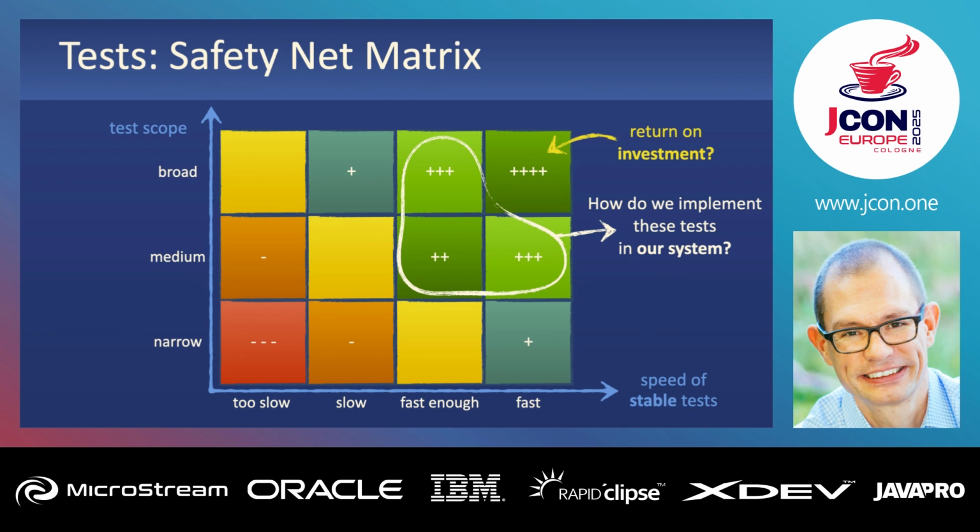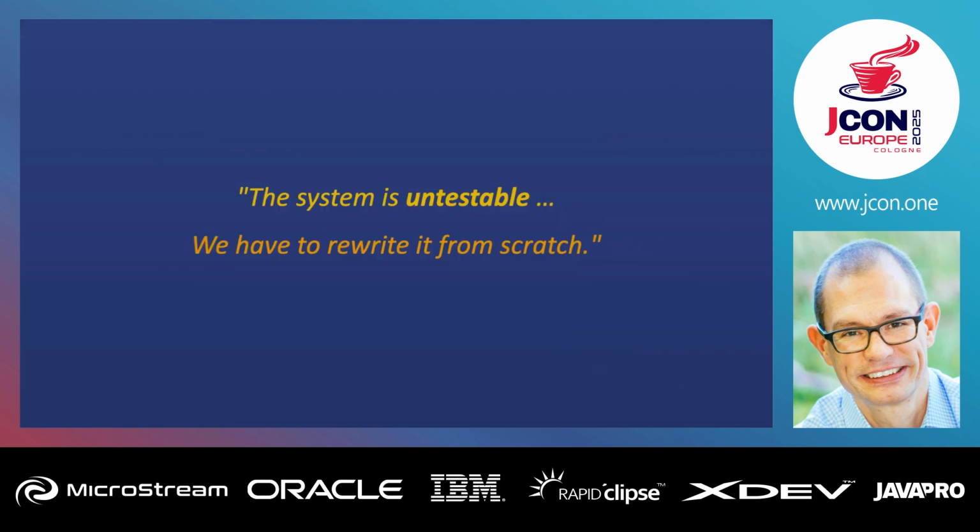So this is my current thinking model for which tests to write. And let's see what model I'll be using next year. Help me improve it. And if you say, okay, we're in the bottom left corner, our system is untestable, we have to rewrite the whole system from scratch.